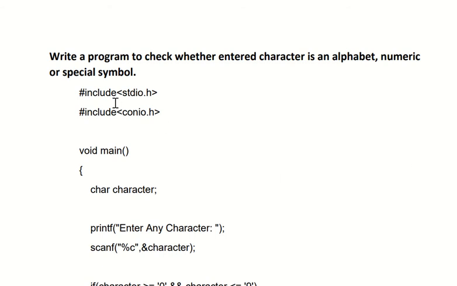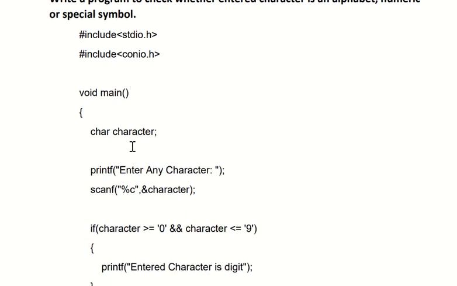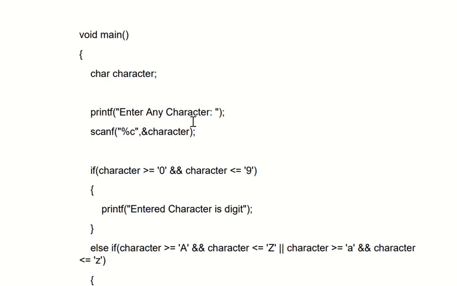First of all, #include <stdio.h> and #include <conio.h>. Those are the two header files. After that, void main function, open the bracket. For this program we are using only one variable with the data type char. The name of the variable is character, and the data type is char, which is the short form of character. Now printf: enter any character. Here we are asking the user to enter any character.